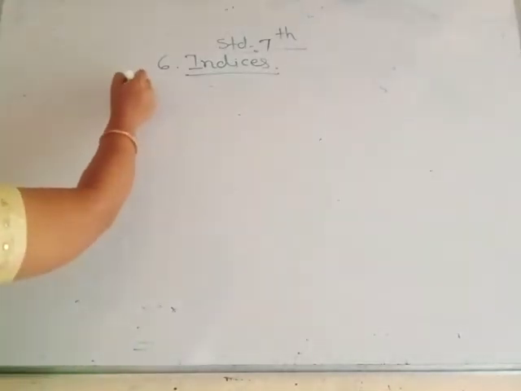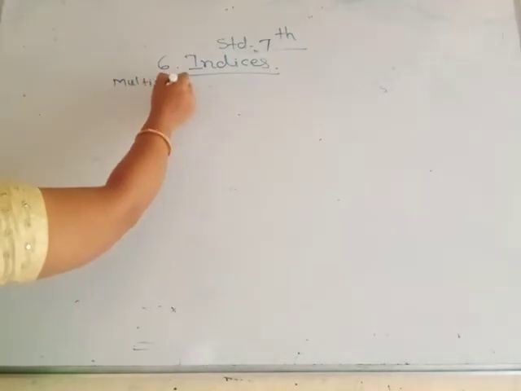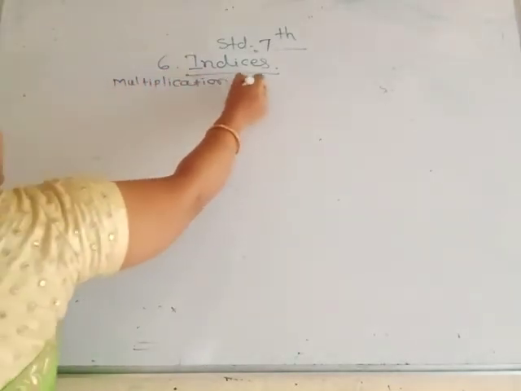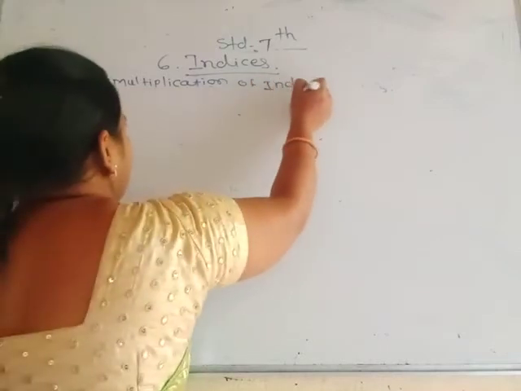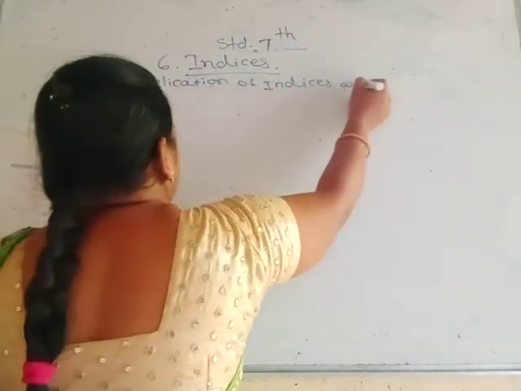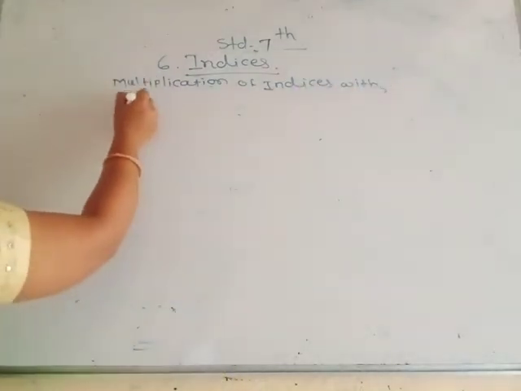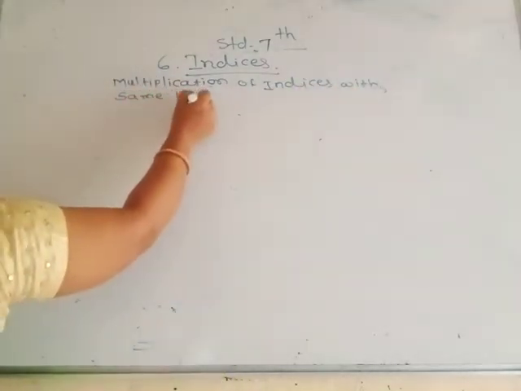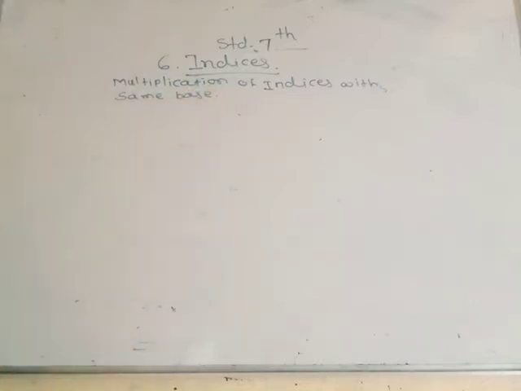Multiplication of indices with the same base. If a is any rational number and m and n are any two positive integers, then a raised to the m into a raised to the n is equal to a raised to m plus n. A is any rational number, and m and n are two positive integers.